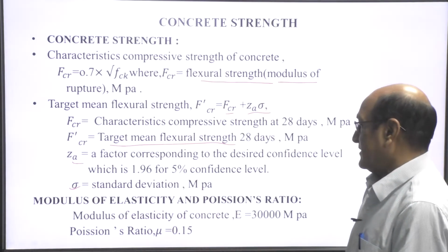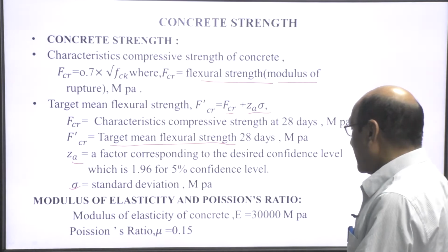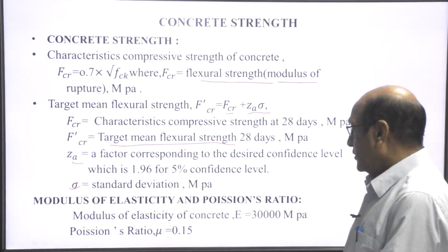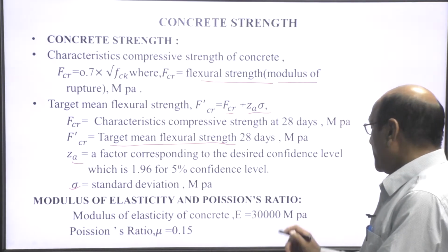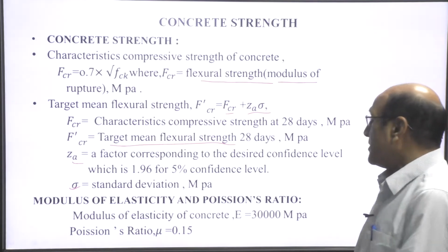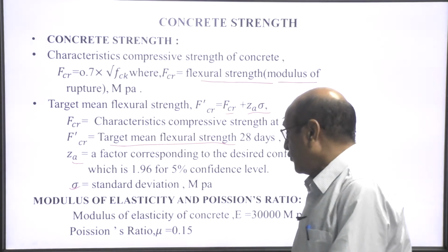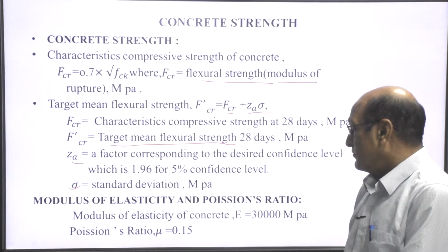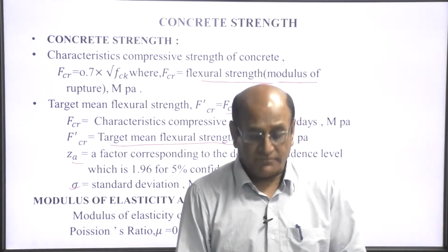So, modulus of elasticity and Poisson's ratio: the modulus of elasticity of concrete E is equal to 30,000 megapascal, and the Poisson's ratio has been taken as mu is equal to 0.15.